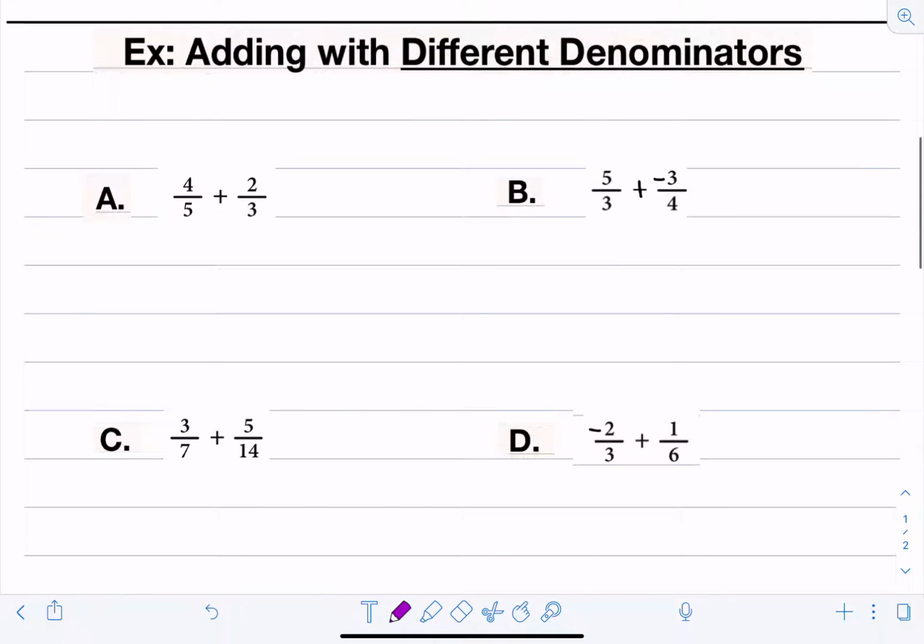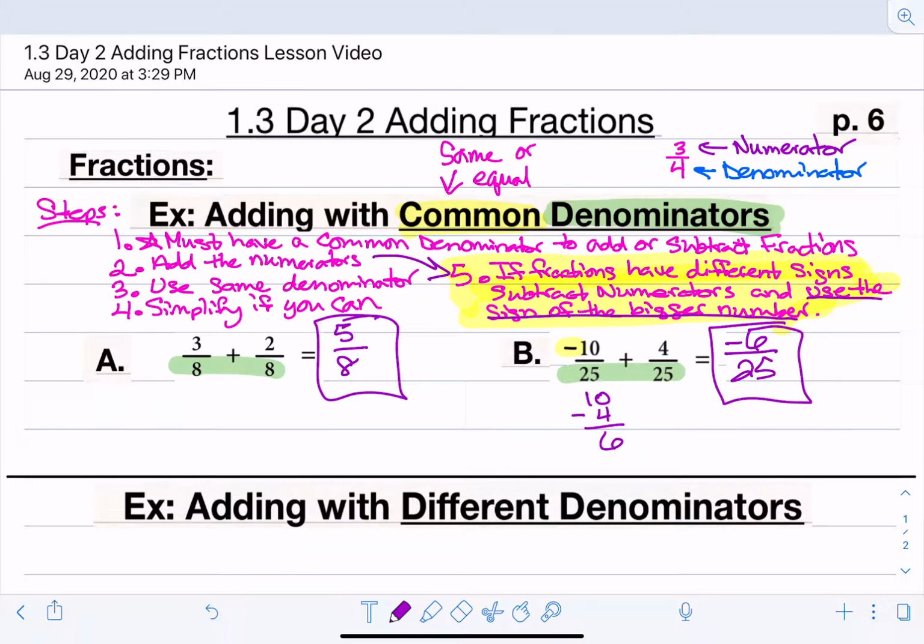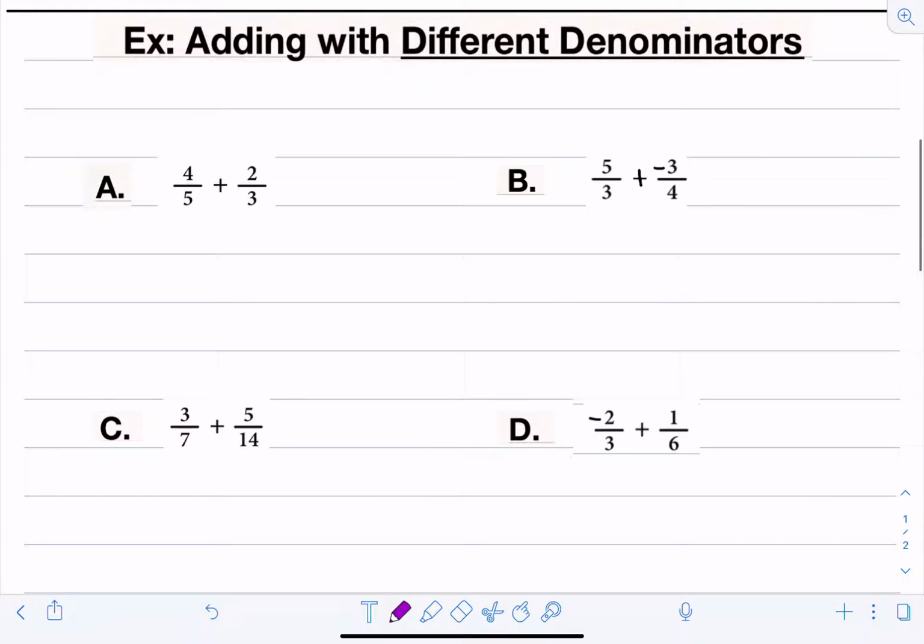Now, what happens if we're adding fractions with different denominators? Well, we said in the first one that you must have a common denominator first before you can add or subtract fractions. So that's a problem. If they have different denominators, we have to fix that first. So let's go ahead and write our steps again. So here's our steps.